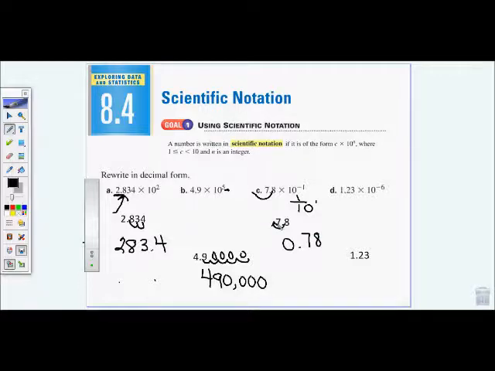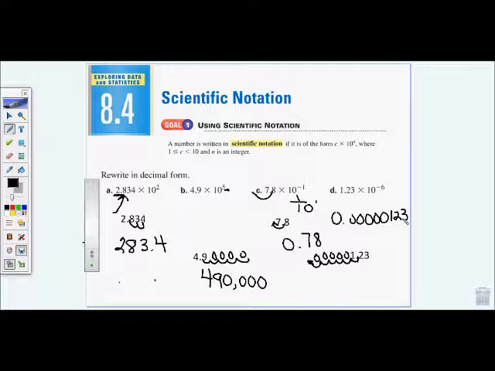Right, 1.23 times 10 to the negative 6. So I take my decimal point, I want to make it smaller. 1, 2, 3, 4, 5, 6. I want to fill in my placeholders. And my decimal point is going to end up right here. So when I rewrite that, I'm going to put my 0 first. And I have 1, 2, 3, 4, 5 zeros. And then I'm going to put my other digits back in there. 1, 2, 3.